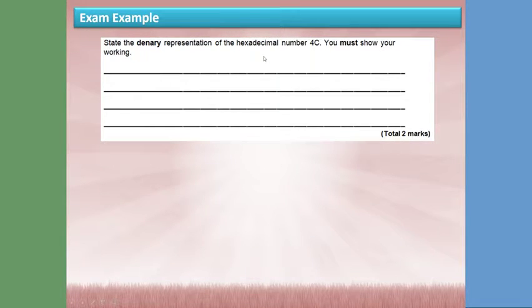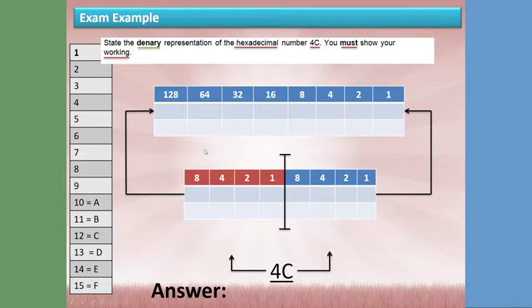Again, exam example. So the denary representation of the hexadecimal number 4C. So we're actually given a hex number and we have to work out the denary value of that hex number. So let's break it down. And this question, as it states here, you must show your working out to get your 2 marks. So first thing we can do is work our way backwards. So we're given 4C. Let's work out what 4 would be in a 4-digit binary number.